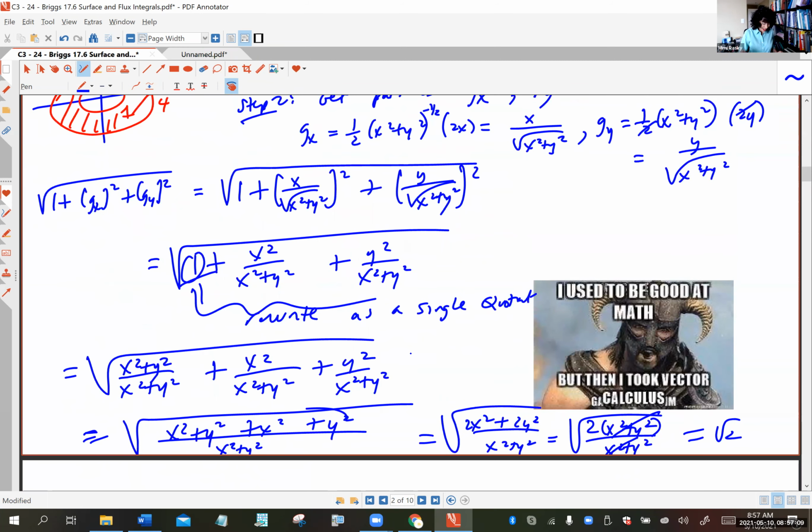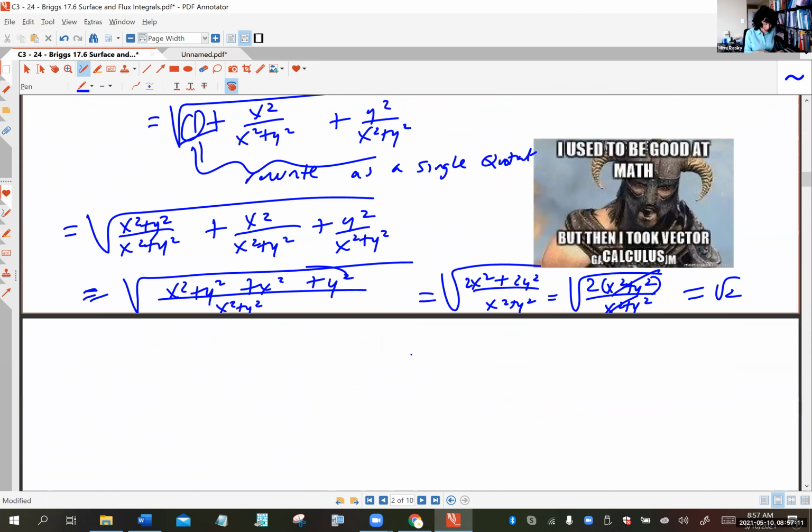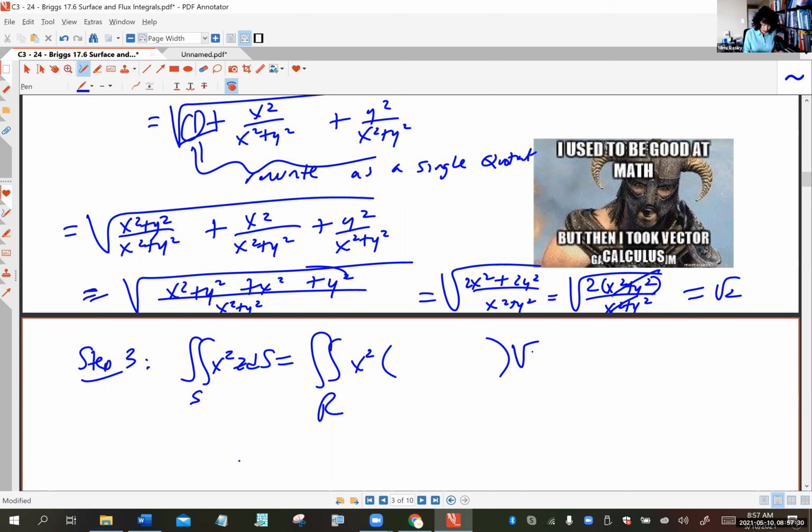So now what? Well, now step 3, you can put it all together. We've got the double integral, that's a surface integral, and you want to rewrite it as a regular double integral over the region, which is that donut. And so you've got x squared and then z, and then the surface area element is square root of 2 dA. So what was z again? What do you put in those parentheses?